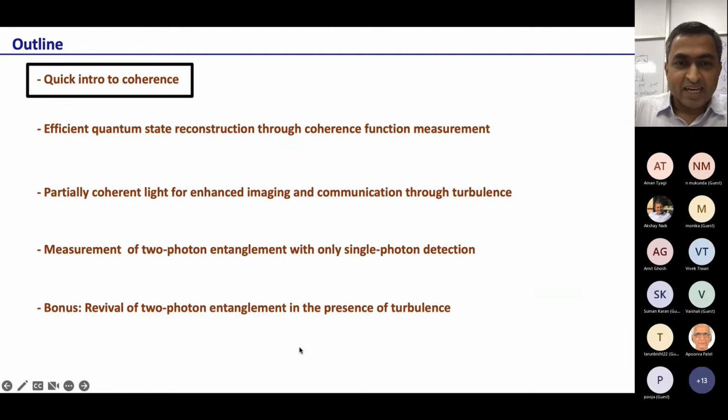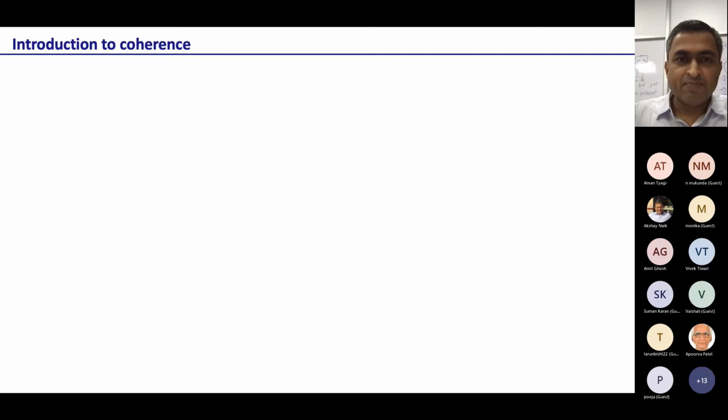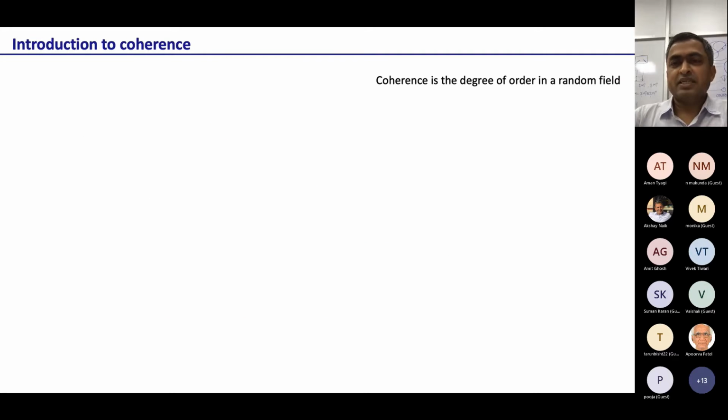Okay, so with that, let's really get started. First, just a very quick intro to coherence, as to what we mean by coherence. Coherence is basically the degree of order in any random field. It could be a classical field, it could be a quantum field, and so on. The ideas are very similar and analogous. So what do we mean really here?